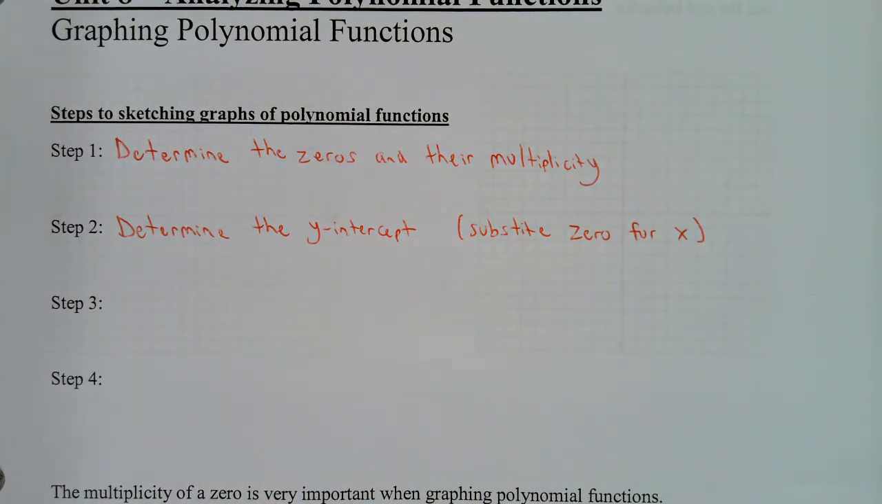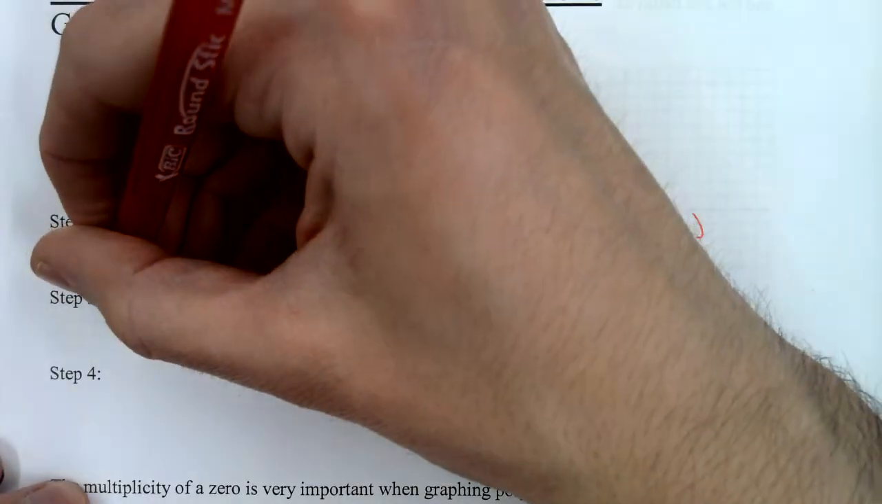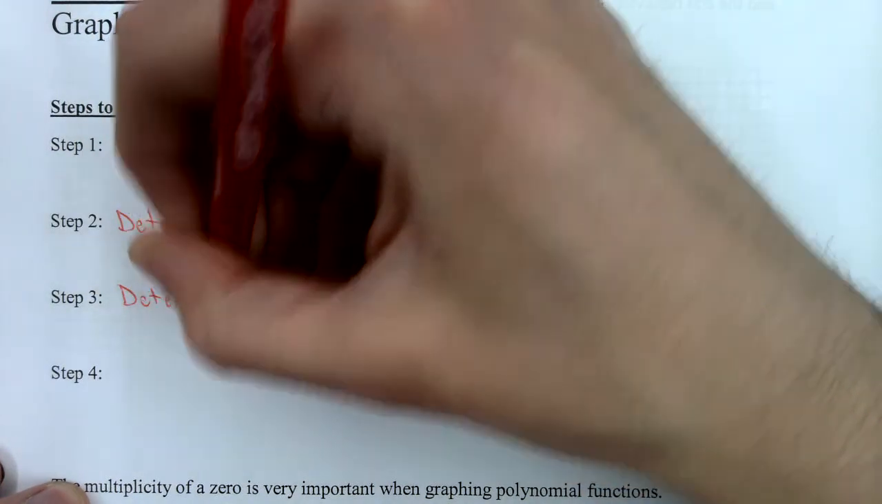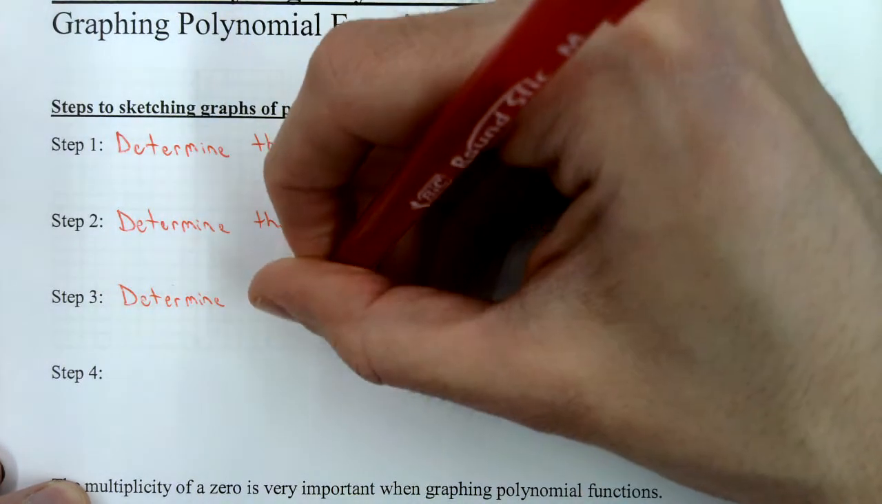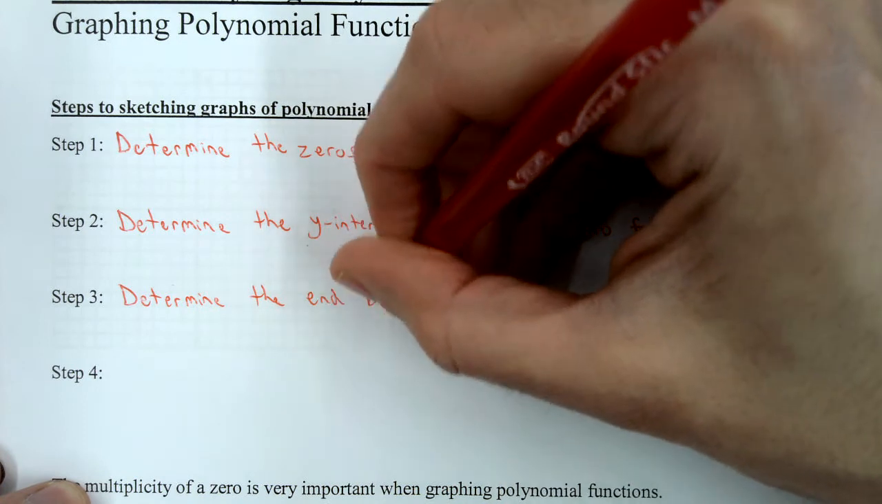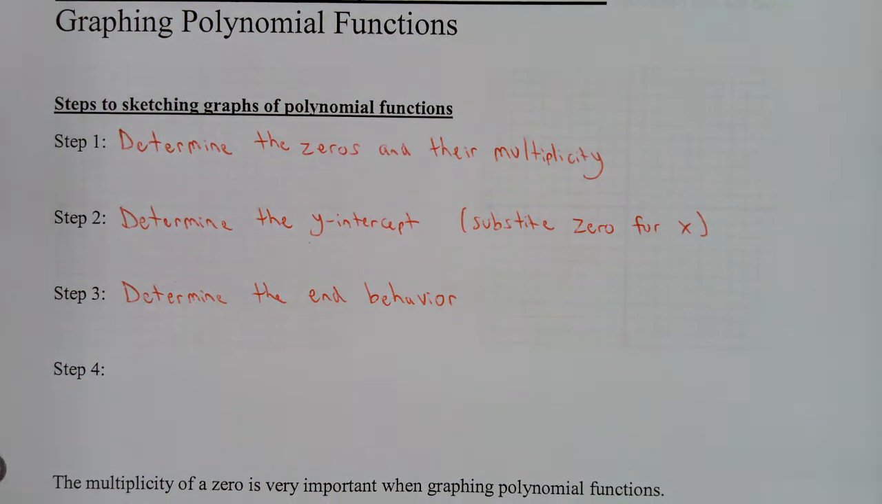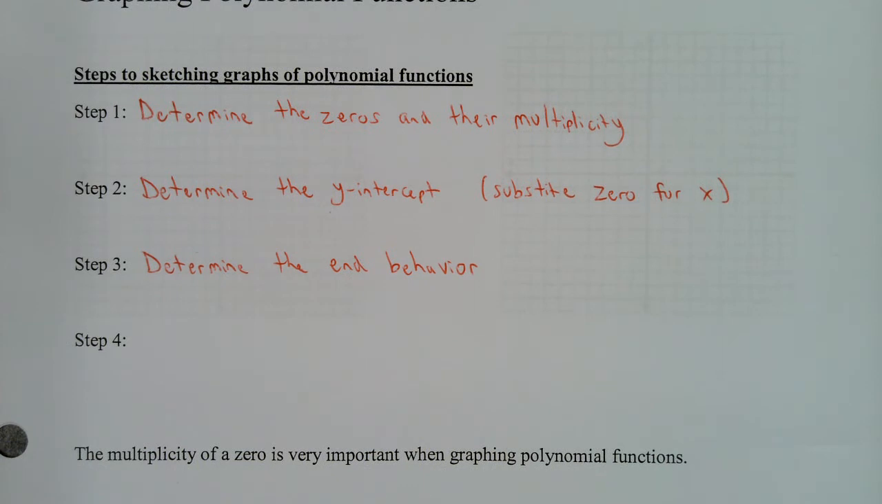Okay. Step 3, what we're going to do is we're going to determine the end behavior. Because that's beneficial when we graph, to know the end behavior ahead of time. And in step 4, if necessary, to make a graph look nice, you're going to need to plot a few additional points.